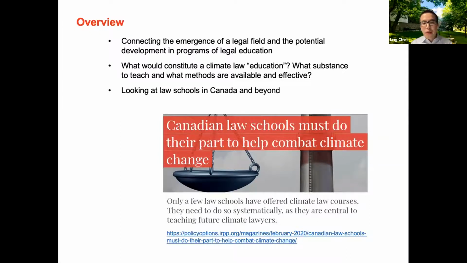My paper argues that law schools must join the fight against climate change by educating future climate lawyers and scholars and producing climate-related legal knowledge. This is an argument I made in a magazine article last year. If you are interested, I have put a link on the slide. I tried to make a strong case for the connection between the emergence of a legal field and the potential development in programs of legal education.